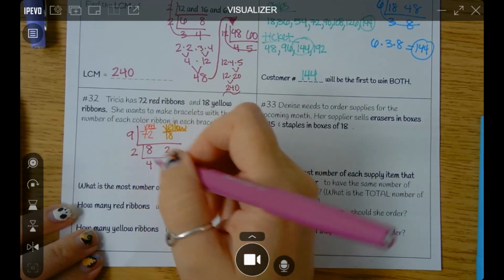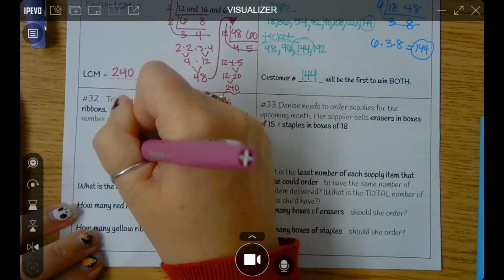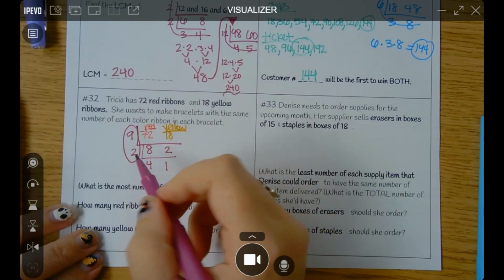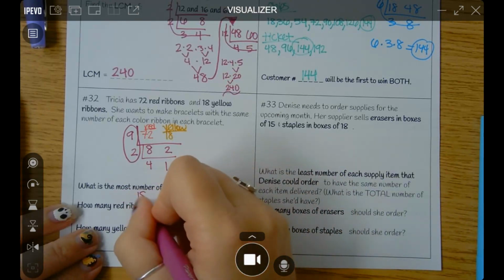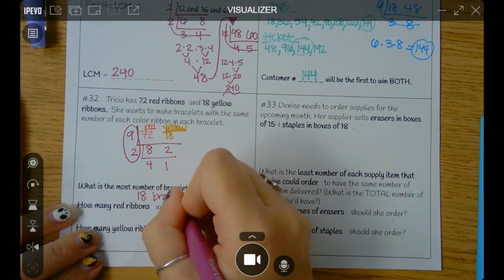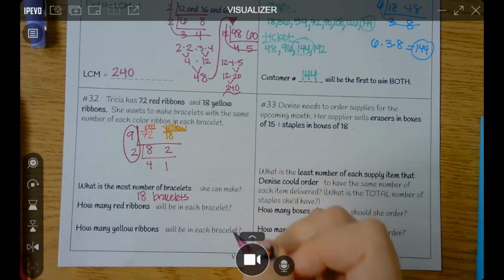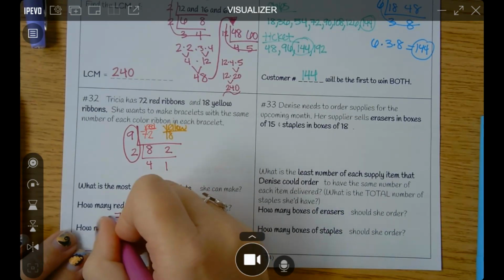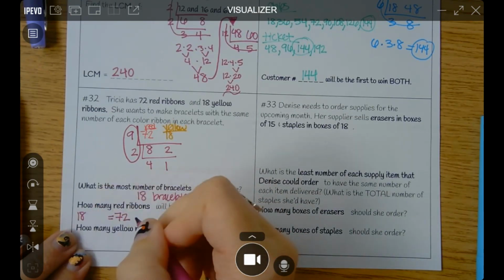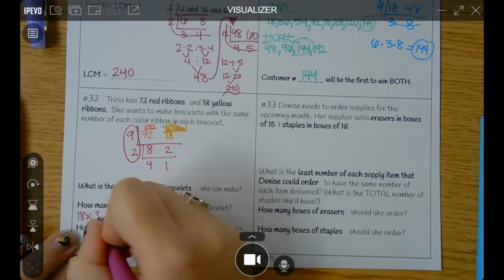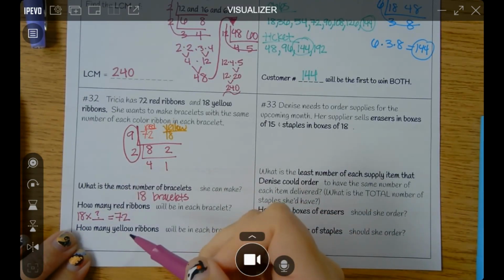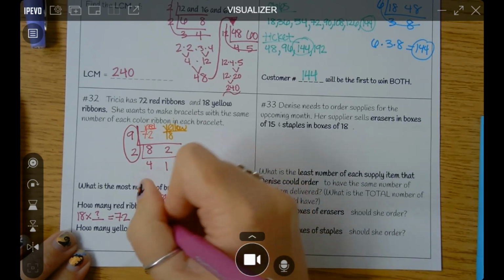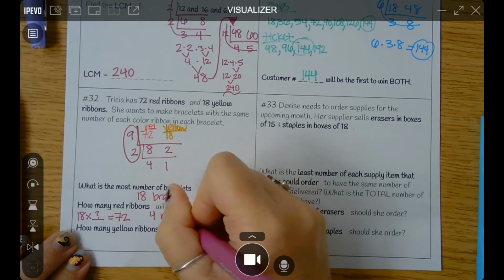Now, is this LCM or GCF? It's a GCF because I'm limited on how many groups I can create. I only have this many ribbons, right? So 9 times 2 is 18. So I can make a total of 18 bracelets. So here's the thing. You're asked, okay, I only have 72 red ribbons to begin with, right? And I have 18 groups. So how many ribbons are going to be in each group or in each bracelet? Well, what's 72 divided by 18? It's 4. So 4 red ribbons.